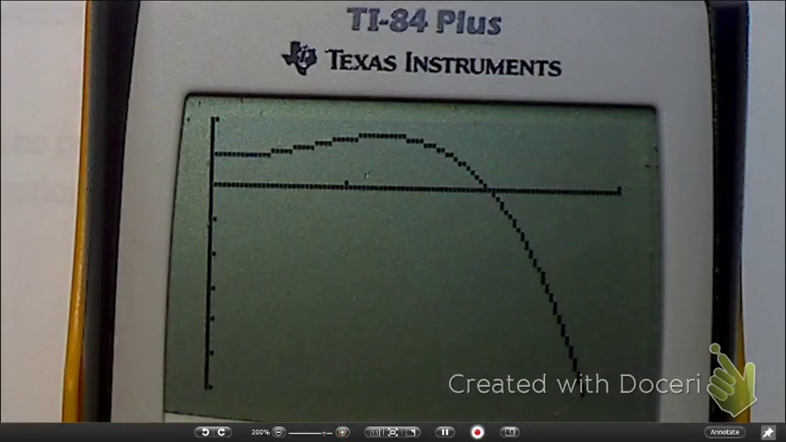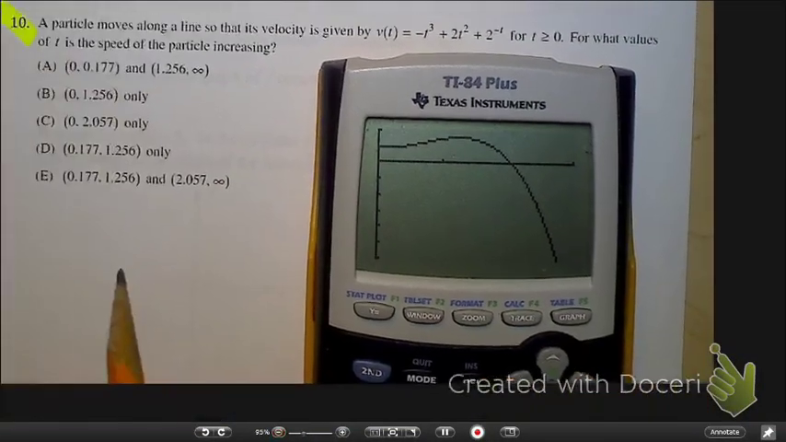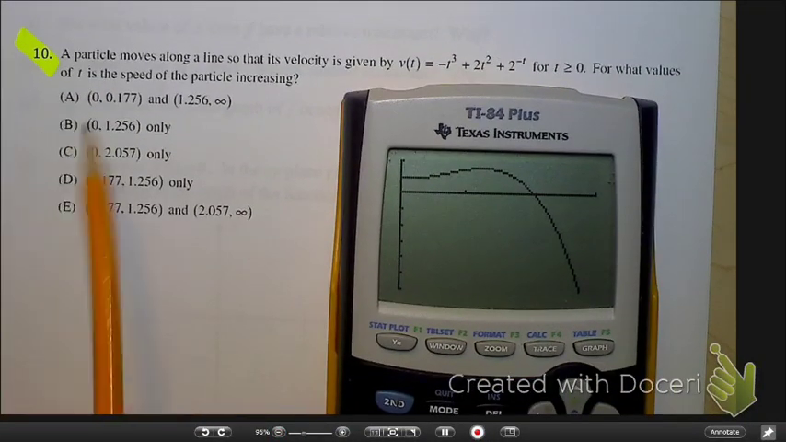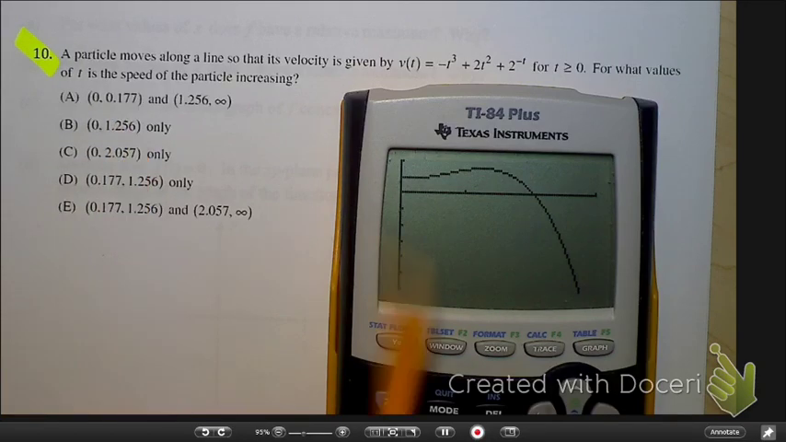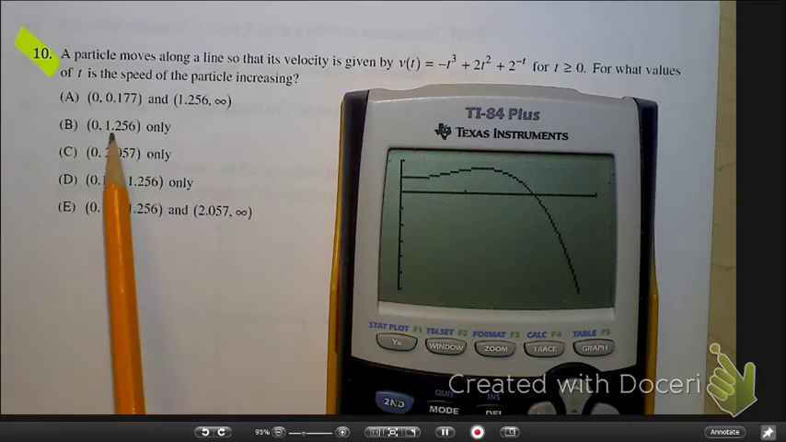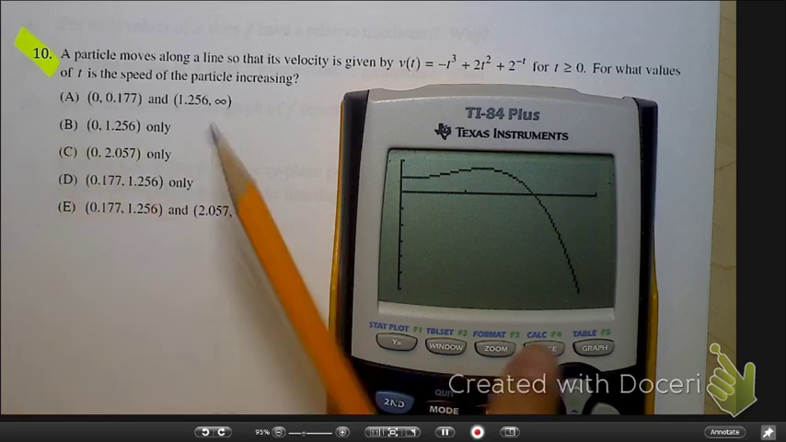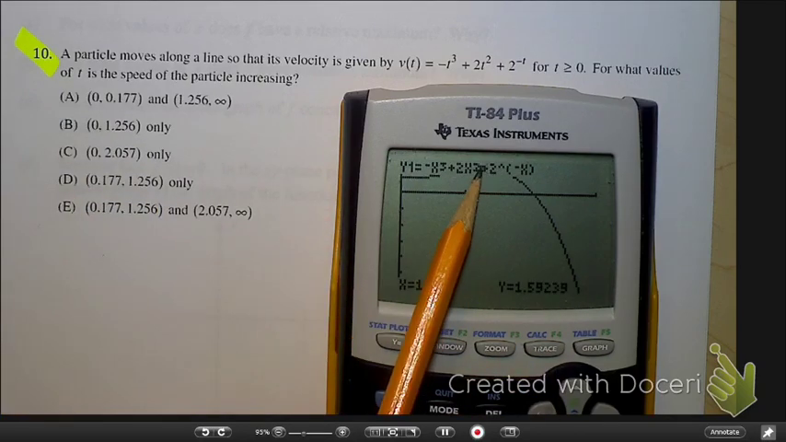So let's look at our answer choices and see which ones we think most closely resemble that. So I see 0 to 0.177. I don't think this point right here is 0.177. I think it's closer to maybe like 1.256. Let's check. I'm going to push trace and then 1.256. Yep, do you guys see my little blinking star up here at the top? So that's the maximum at 1.256.